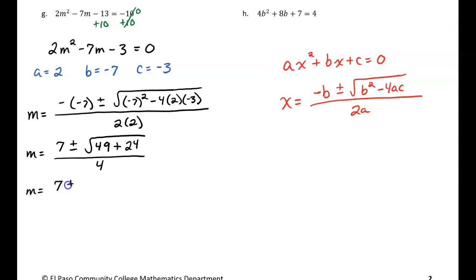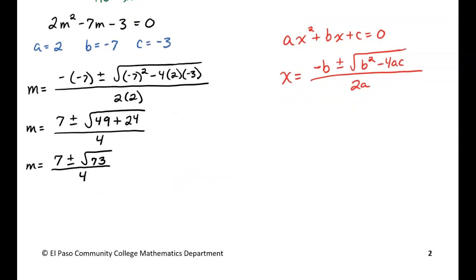So I have 7 plus or minus the square root. 49 plus 24 looks to be a 73. Doesn't look like a square root that I know. So once I get to my simplified version here, I'll go ahead and start splitting it apart. I'll have x, I'm sorry, not x. We said m, there we go. M is equal to 7 plus the square root of 73 divided by 4.